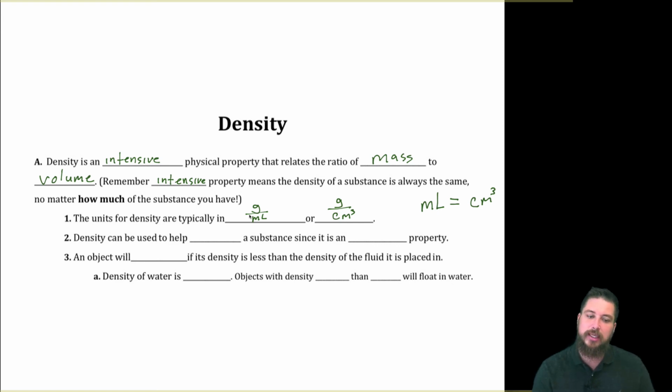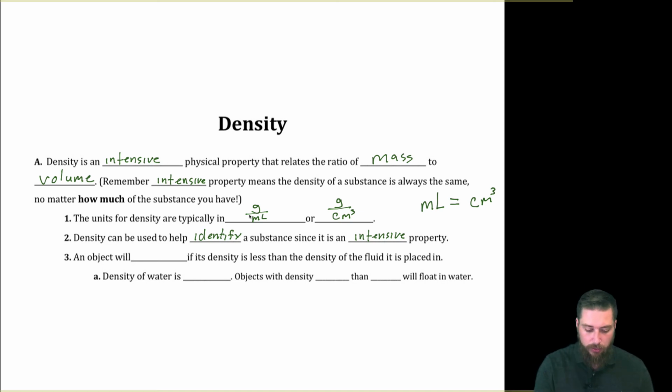Now, density can be used to help identify a substance, since it is an intensive physical property. Again, that just means that if you have a little bit or a lot of it, it stays the same. For example, when people are purchasing silver, like a silver coin, and they want to know if it's real or fake, they'll figure out the density of it, even if it's a big piece of silver or a little piece of silver, to help them determine if it's fake or not. Because if the density is off, then they know it's fake.